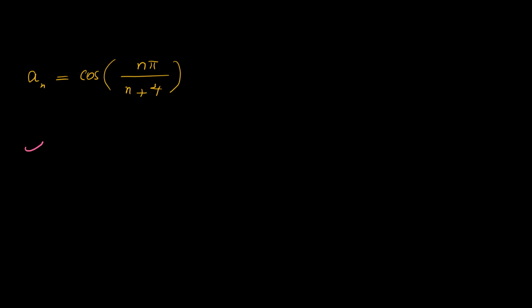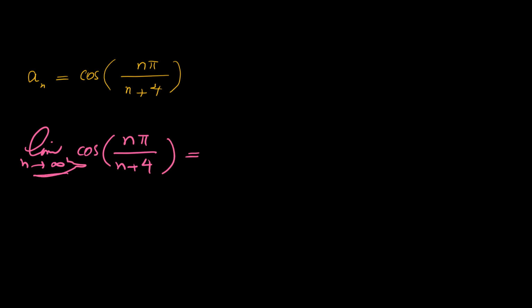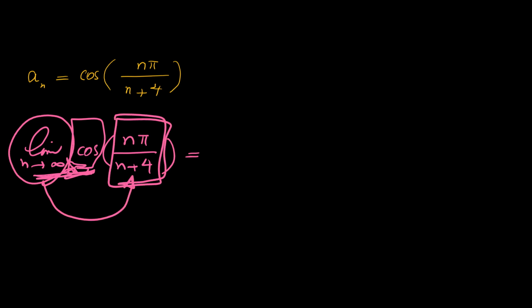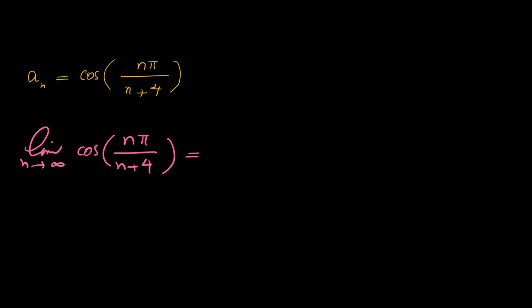So for finding limit of this sequence, limit n approaches infinity, of cosine of n pi over n plus 4, for finding this limit, because we have no n here, we move limit to the inside. We focus basically on the inside. You don't need to write it this way, but it's good to write it this way. So we say for finding this limit, we focus on the inside. So we focus on limit of n pi over n plus 4.